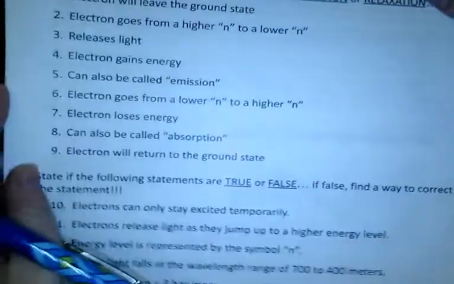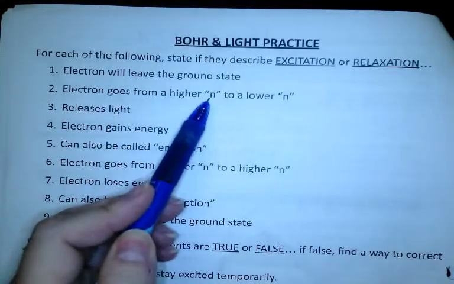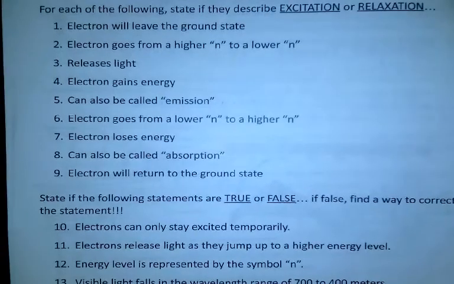Now on the next page, there is a review that goes over these notes, talking about excitation and relaxation. N is the abbreviation for energy level. So if you see N, that's talking about energy level. So y'all go through these examples.